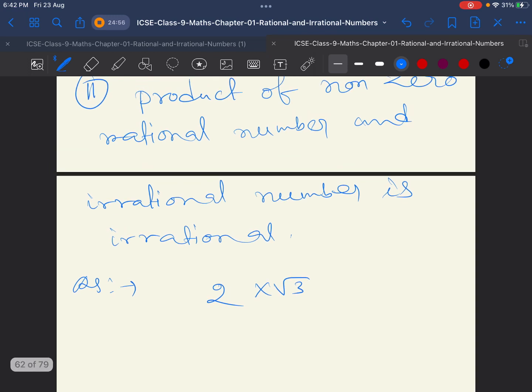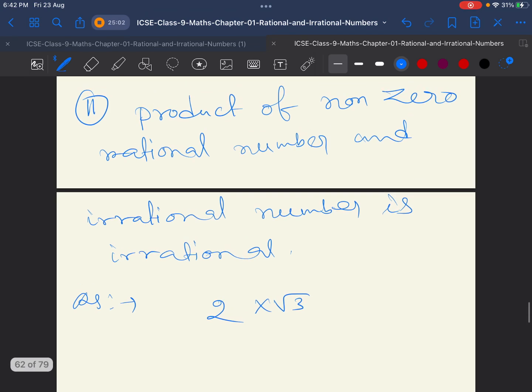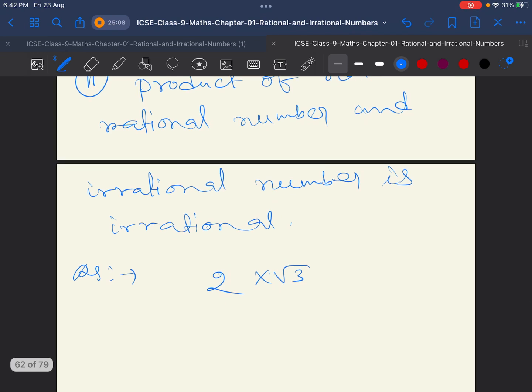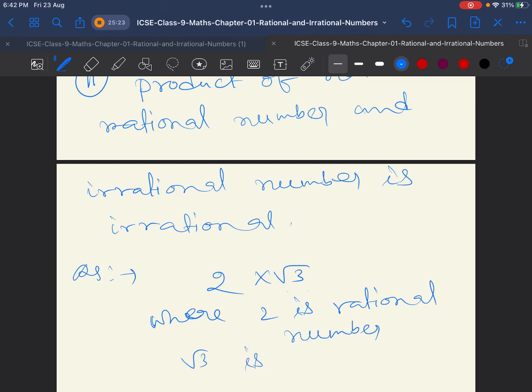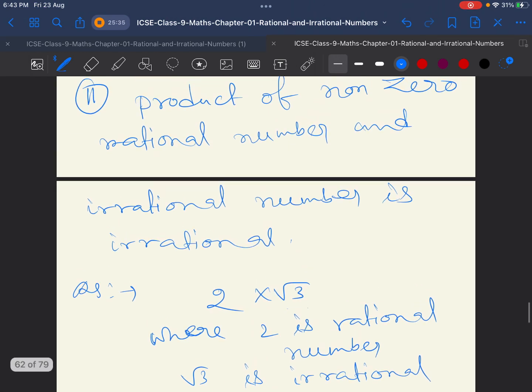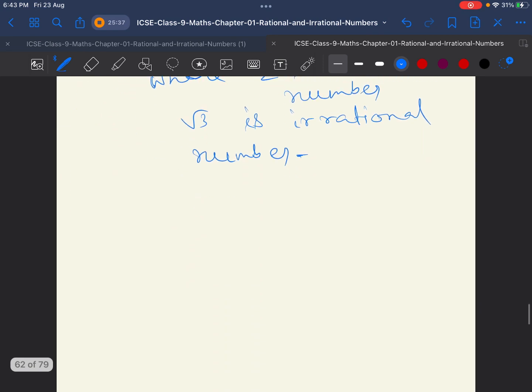Okay, so the product of a non-zero rational number, meaning not 0, and an irrational number. Here 2 is a rational number and root 3 is an irrational number. Okay, its product will be an irrational number. We have to show its product is an irrational number.